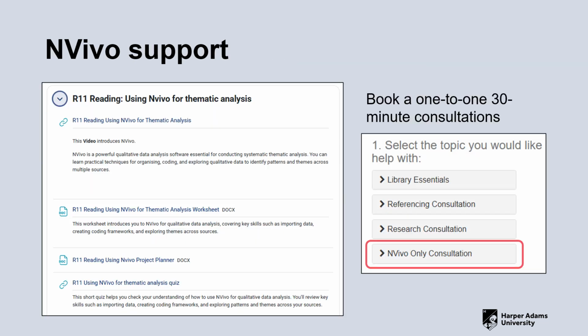As part of our one-to-one support, we offer personal support in getting started with NVivo. If you would like to book a 30-minute consultation covering this, please go to the How to Get Help section of the library's VLE page.